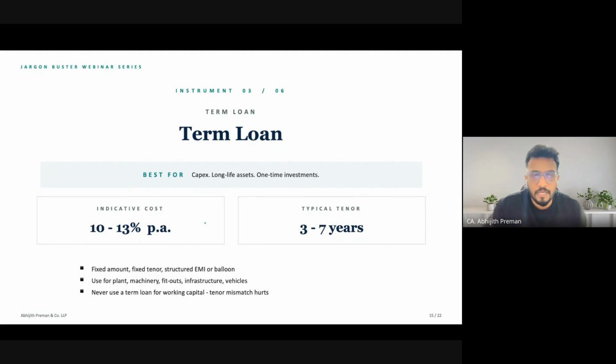Never use a term loan for working capital. Tenor mismatch hurts. If you start using a term loan for working capital, the problem is that you may not be able to repay it in a proper manner. You'll have to pay the EMI every month, and once the full amount of the term loan is used and you're repaying the EMI, your working capital would be affected badly because this repayment also comes there. In the other case, you are paying only interest, so the amount you pay would be comparatively less compared to the EMI on a term loan.